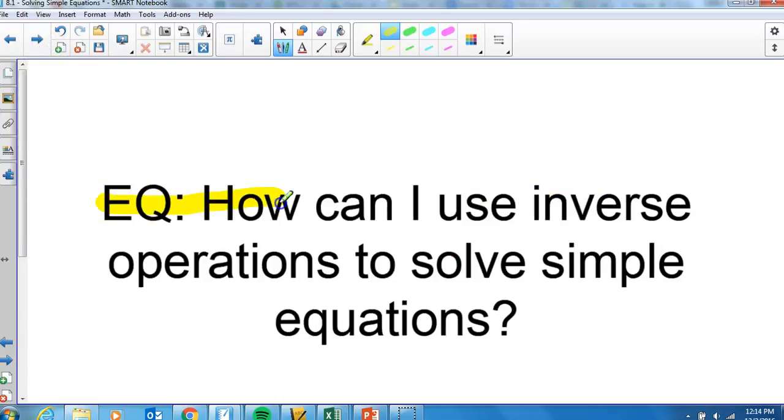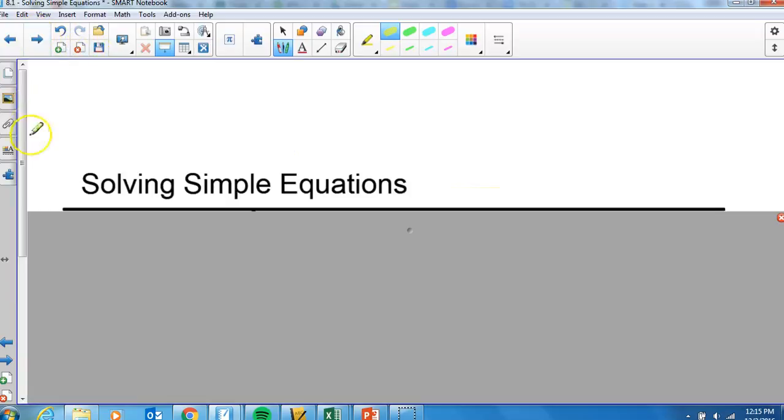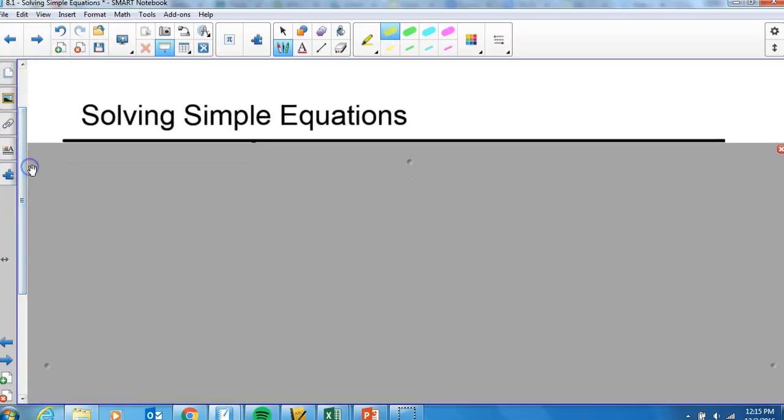All right, essential question. How can I use inverse operations to solve simple equations? Now, pause the video and start it back. Give yourself time to write this question down, because I'm going to keep on going. So make sure you pause it as you need to. We're going to start with just solving simple equations. So yes, I do want you to have this down in your notes.